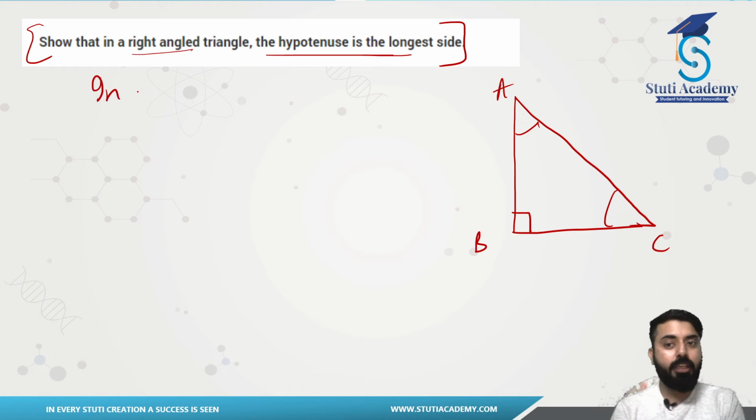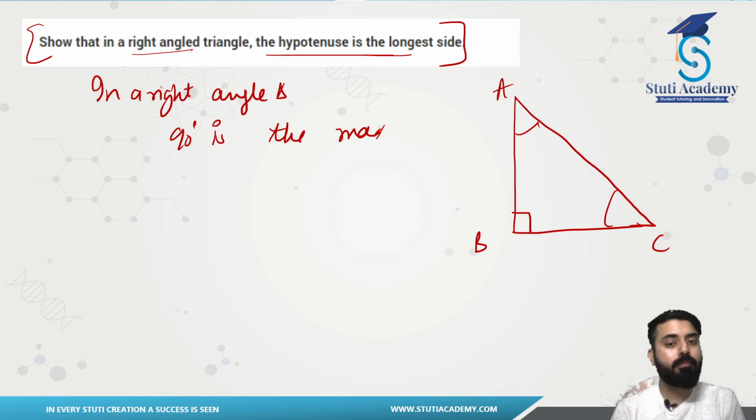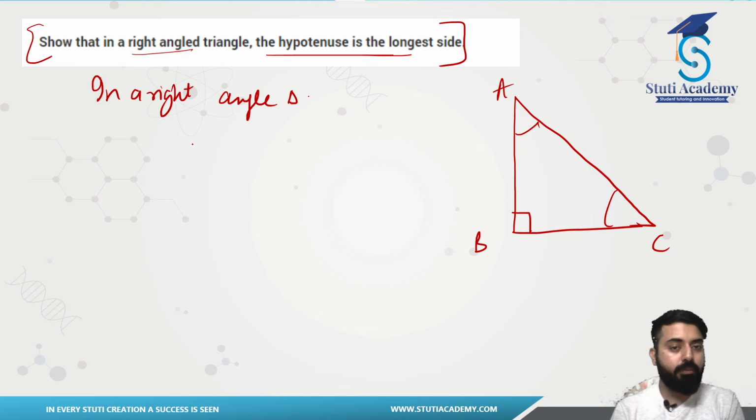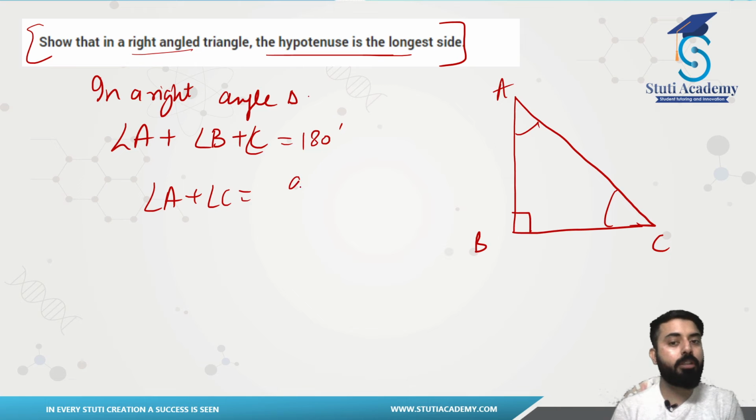Now in a right angle triangle, you know 90 degrees is the maximum angle, a lone angle, right? Or you can just write it like this. I know in a right angle triangle, we have angle A plus angle B plus angle C. That will be 180. I know B is 90, so angle A plus angle C will be 90 only, because 180 minus angle B is 90.